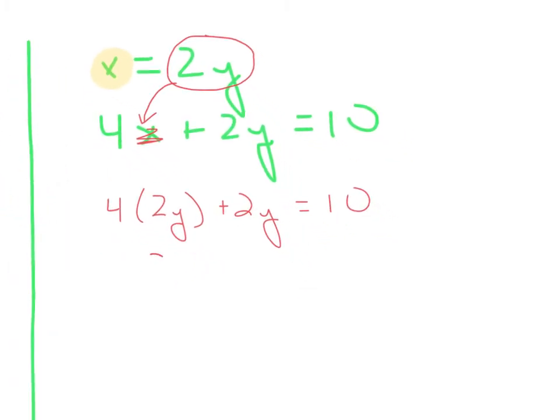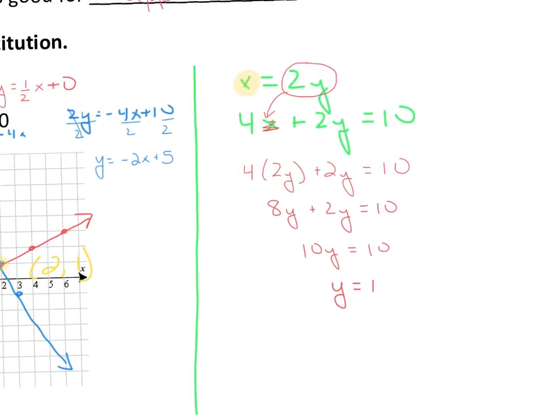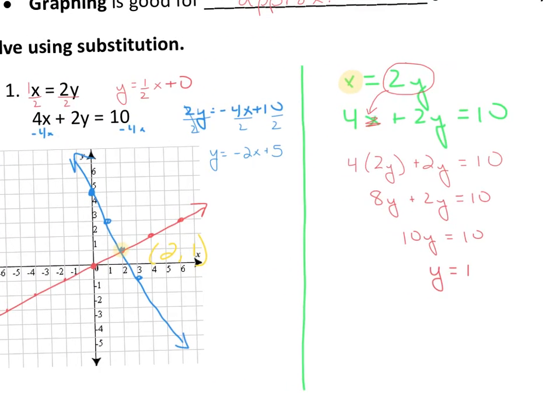Okay, so now I'm going to solve 8y plus 2y equals 10, or 10y equals 10 when I combine like terms there. So when I divide, I get y equals 1. Now if I come back over and look at this, my y value is 1, your y value is 1. Awesome, okay? However, I still have to find this x value.